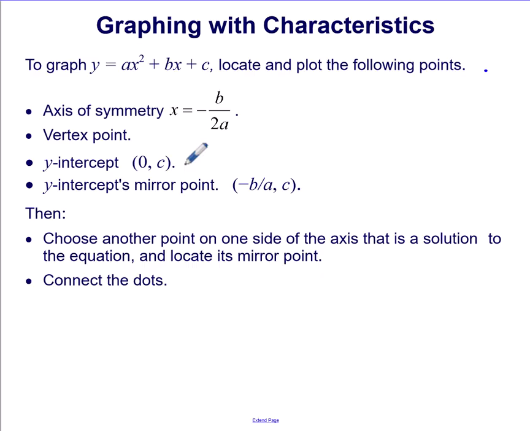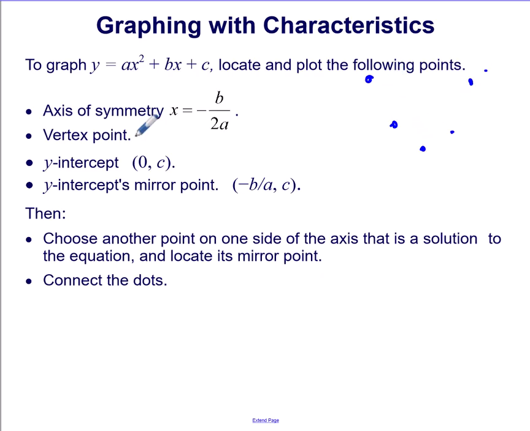Now, to graph a parabola, we want to get 5 points. We get the vertex point, then we get the y-intercept with its mirror point, and then the next point is going to be somewhere up here and its mirror point somewhere over here. So generally speaking, we want to get at least 5 points to graph a parabola.